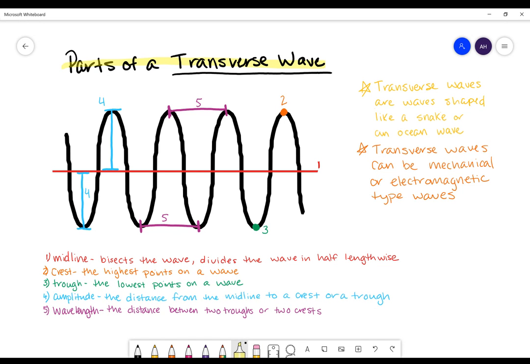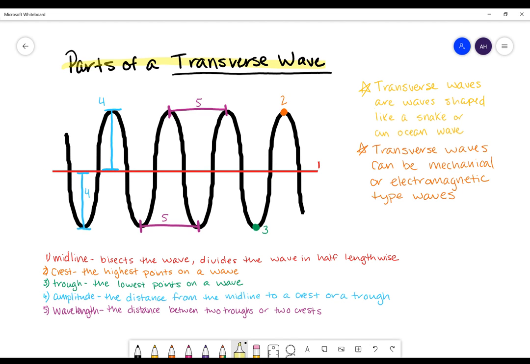The first part of a transverse wave we're going to talk about is the midline. I've got it color coded and numbered. If you look down at the very bottom, you've got your definitions, and on the diagram, I've got everything numbered and color coded for you to see. So that midline is right here. It bisects the wave. That means it divides it in half lengthwise. So it goes along the wave and divides it in half.